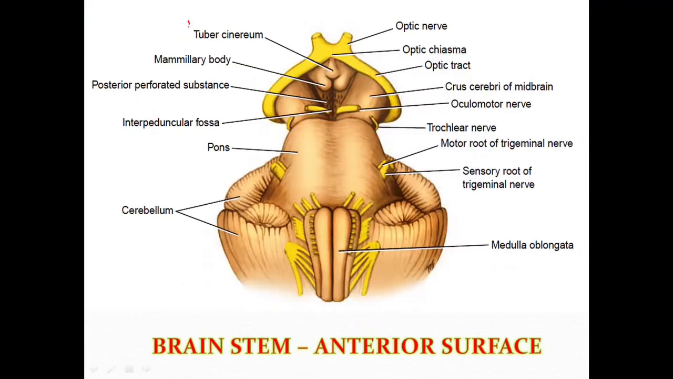Number one, the tuber cinereum. Number two, on either side, you can identify the elevations, the mammillary bodies. Then followed by the blood vessels, that is number three, the posterior perforated substance. So all these account for the contents of the interpeduncular fossa, which you study in the anterior aspect of the midbrain. An important thing to remember here is the emergence of the oculomotor nerve, the third cranial nerve.